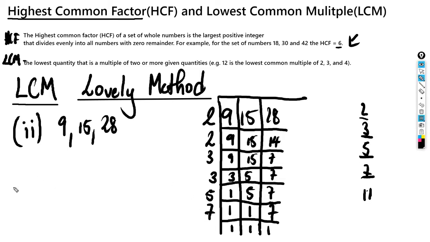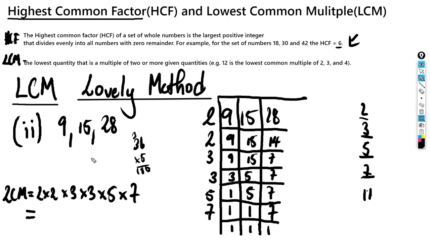Okay, so for the LCM, it's going to be 2 times 2 times 3 times 3 times 5 times 7. Okay, and that should give you the answer. All right, so this 2 times 2 should give us 4. 4 times 3 should give us 12. 12 times 3 should give us 36. 36 times 5 would give us, right, 180. And then 180 times 7 would be 1260. All right, so the answer would be 1260. That's the lowest common multiple for 9, 15, and 28.